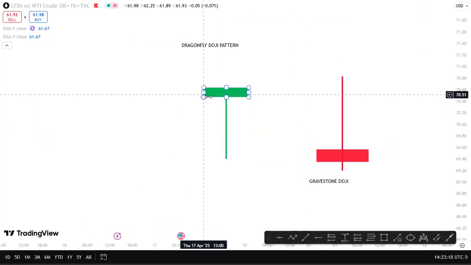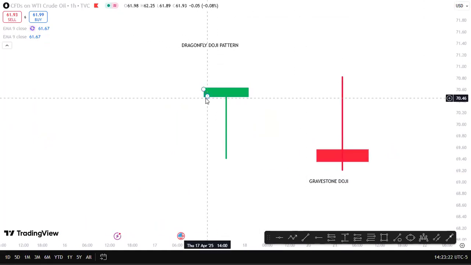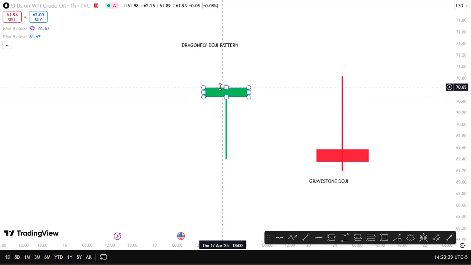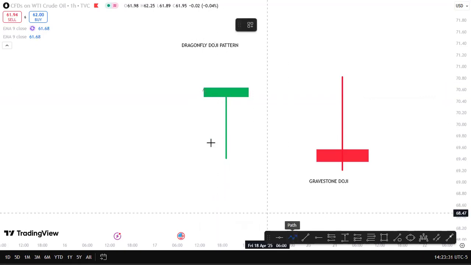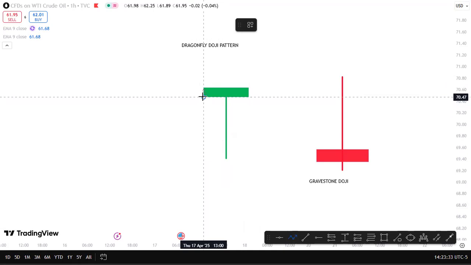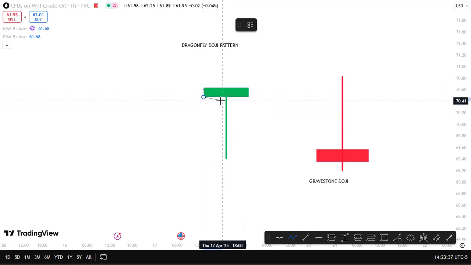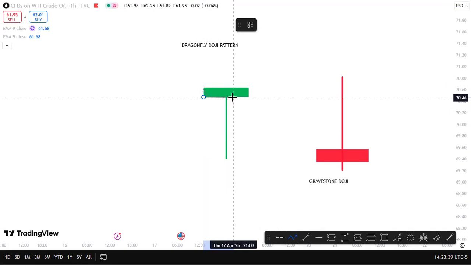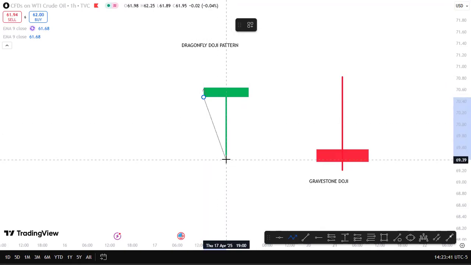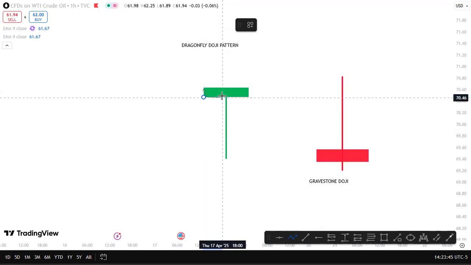So when the open and the close are about the same level, this was our open, and this is the close. We open here, and buyers are in control because this is a bullish doji. Sellers say, no, we're going to fight, we're going to push this market down, and they push the price all the way down to this lowest point, creating this long wick that you see here.